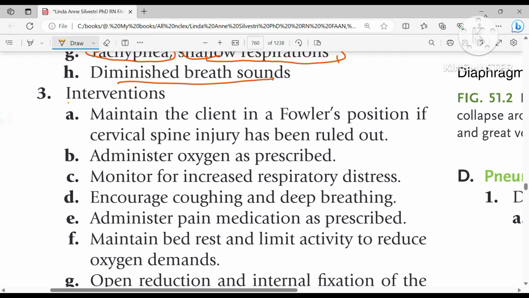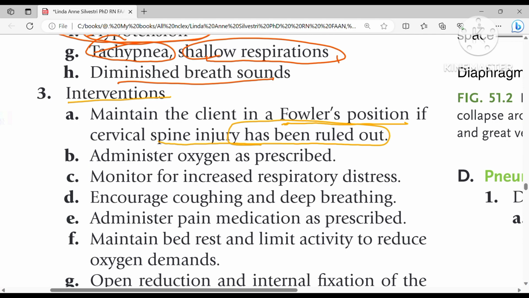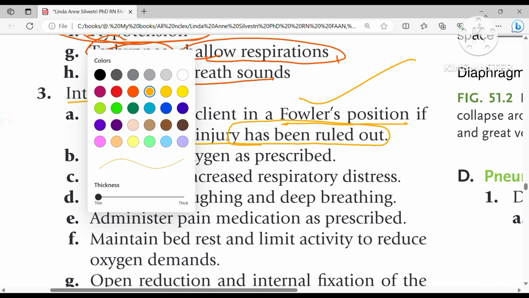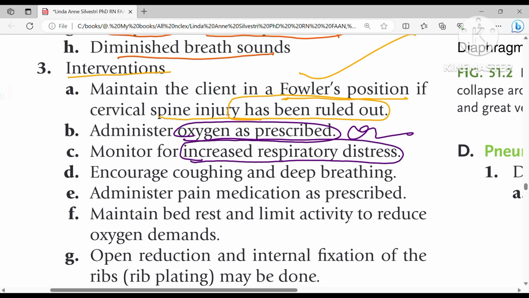The next thing is intervention. What are the interventions for this type of client? Provide Fowler's position if cervical spine injury has been ruled out. If there is no cervical injury, then we can provide Fowler's position. The next important thing is to administer O2, oxygen. Monitor for increased respiratory distress. We should monitor whether the respiratory distress has increased or decreased.